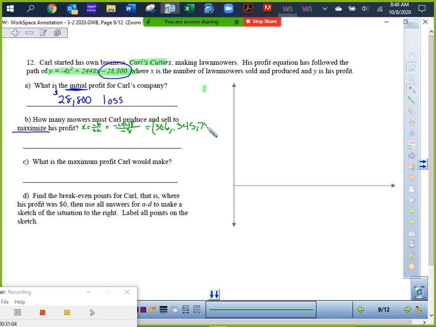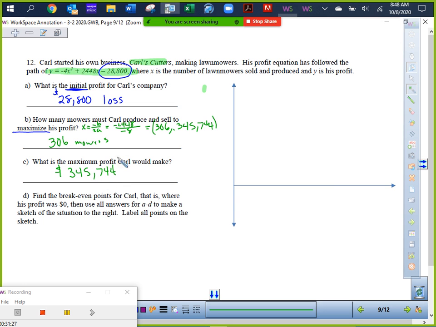So we can now easily answer these questions. How many mowers must he produce? Is it the 306 or is it the big number? 306. And we'll put the label with it, mowers. And the maximum profit is $345,000 and 744. I just kind of say it out loud.